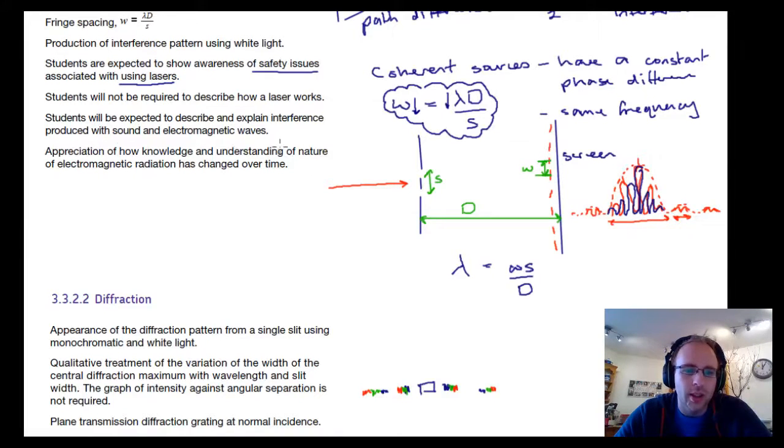Appreciation of how knowledge and understanding of the nature of electromagnetic radiation has changed over time. Big fights about whether it's a wave, whether it's a particle. Newton said it was a particle. Thomas Young said, hang on a minute, maybe it's a wave. And he set out to do this experiment to prove that light was a wave. So electromagnetic radiation includes visible light. Most experiments back in the day were done with visible light. And it's good for us as well because we can see it.